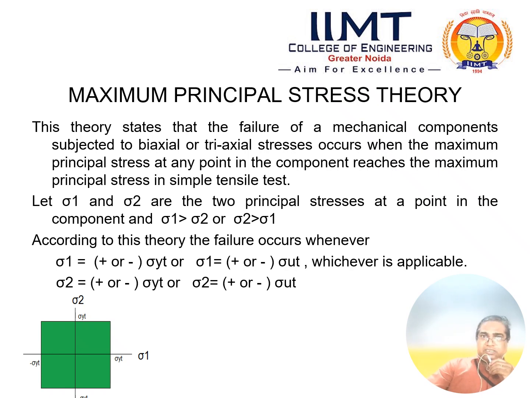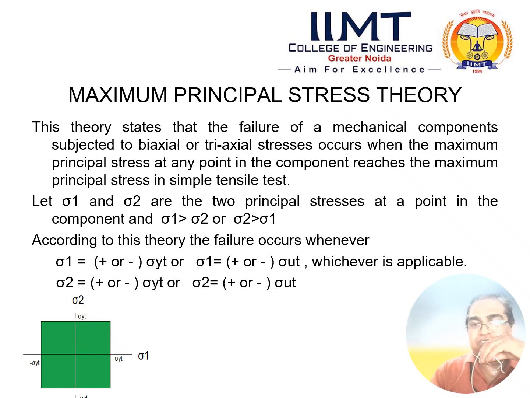So if we apply this theory of failure, according to this theory, if sigma 1 is greater than sigma 2, then if we increase the load, increase the force, sigma 1 is also going to increase. If sigma 1 reaches the yield strength of the material, positive is for tensile stress and negative is for compressive stress. If sigma 1 reaches sigma yt, then the component is going to fail.